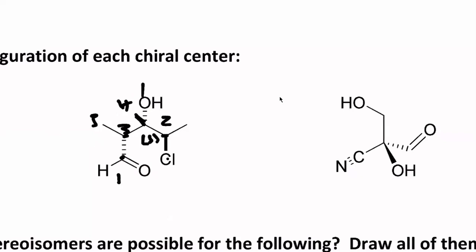And then the second one, the H is already back. So all we've got to do is prioritize. So chlorine is going to be 1. That's 3. This side is going to be 2. And that is R for the final one.